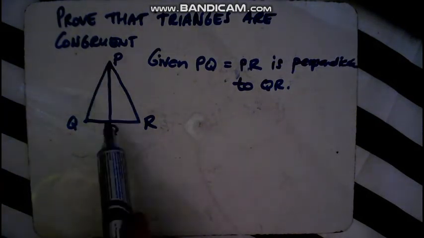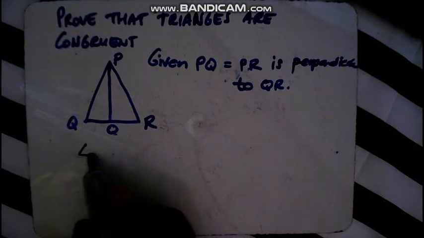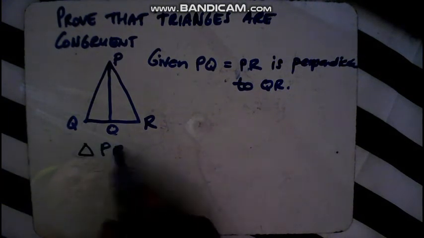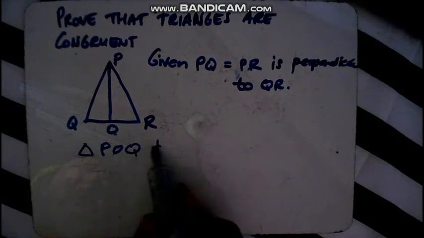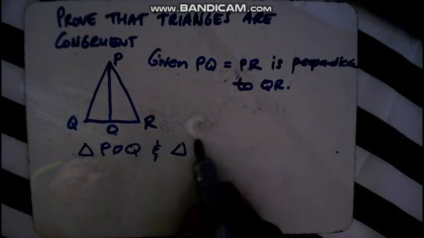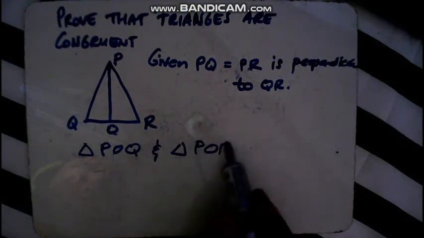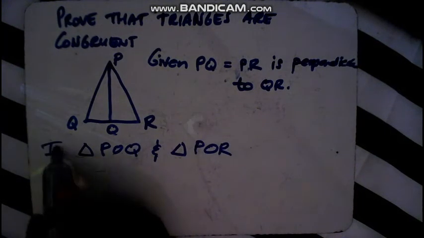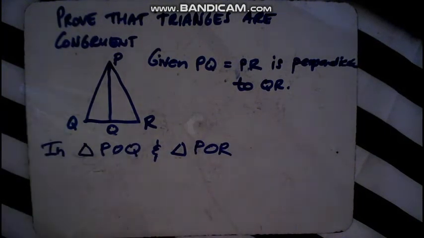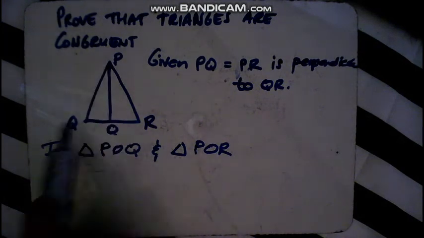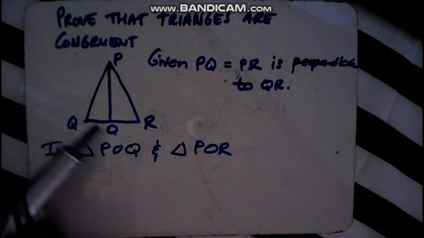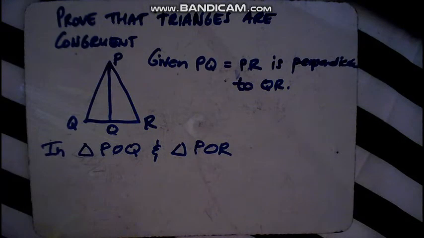So triangle POQ and triangle POR. We start off with the statements in triangle POQ, that is POQ and POR. We want to find things that are equal in the two triangles. So we always start off with the given PQ is equal to QR.